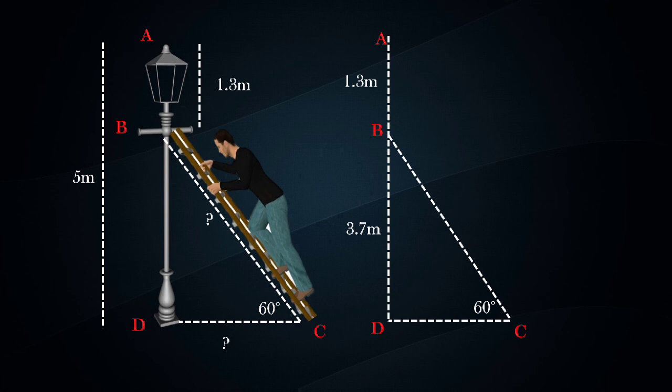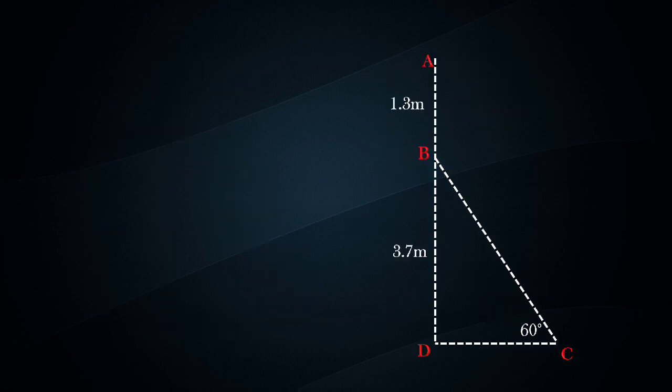So you can see something like this, but wait a second, you can see 3.7 meters coming over there. How did that happen? All I have done is take the 5 meters, the entire height of the pole, and subtract 1.3 from it. So 1.3 plus 3.7 gives me 5 meters. Here BD is equal to AD, the height of the pole, minus AB, which is 1.3. After subtracting, I get BD to be 3.7 meters. Now, I need to find out BC and DC.